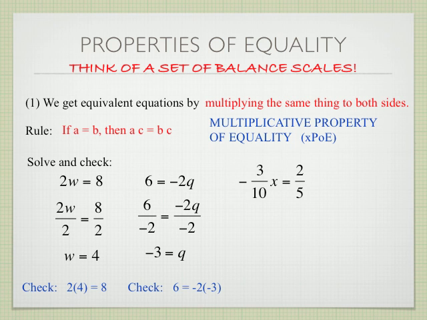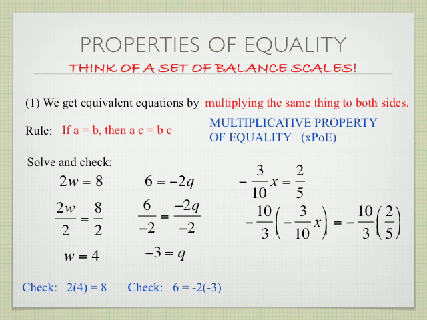Now this one I know looks a little funny. Don't get scared of fractions. That's the reason I keep putting them in here, so you won't get scared of them. Negative 3/10 x equals 2/5. Well, if that negative 3/10 was not there, my life would be so much better. Well, what can I do? I could divide by negative 3/10. It looks gross, but I could. But an easier way is to just multiply by the reciprocal. So multiply by negative 10 thirds.